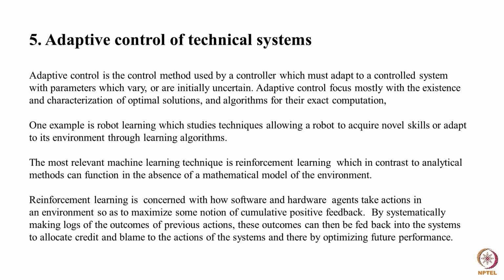So reinforcement learning really looks into how software and hardware agents take action in an environment so as to maximize their capability. Of course, it's needed that the results of earlier actions are systematically logged or documented so that these outcomes can then be fed back into the system to allocate some kind of credit or blame to earlier actions, and modify the rules of the system, thereby optimizing the future performance.